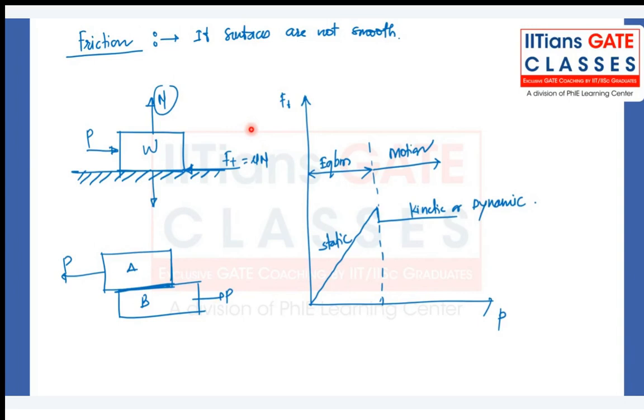Till this point, how much force we apply, that much frictional force will be generated, and this part we call static friction, because the body is in equilibrium. If you apply force more than mu into N, the body will start moving, right? In that case the body is in motion, and the frictional force which will be there whenever the body is in motion, because it is still moving on the same rough surface, is called dynamic or kinetic friction. And that will be constant. Is it clear till this?